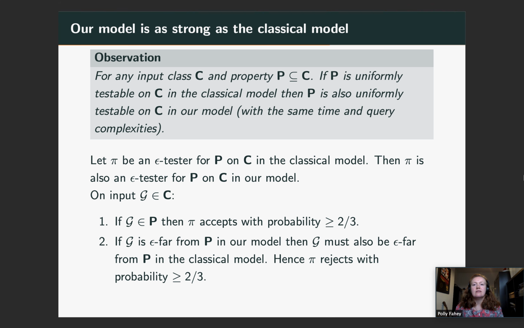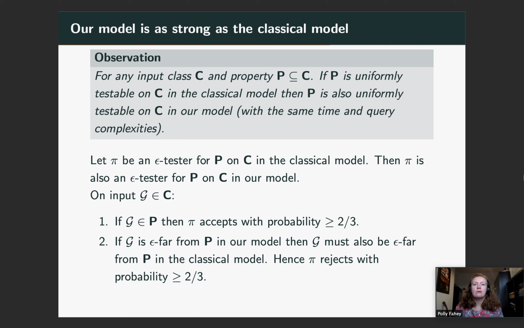The second case we need to consider is when the input graph G is epsilon far from P in our model. If G is epsilon far from P in our model, then it must also be epsilon far from P in the classical model, as if G requires many edge and vertex modifications to make it have the property, then it clearly also needs many edge-only modifications to make G have the property P. And in fact, if the input graph G requires a vertex modification to make it have the property, then it's not even possible to make G have the property with only edge modifications, and hence G is epsilon far from P in the classical model.